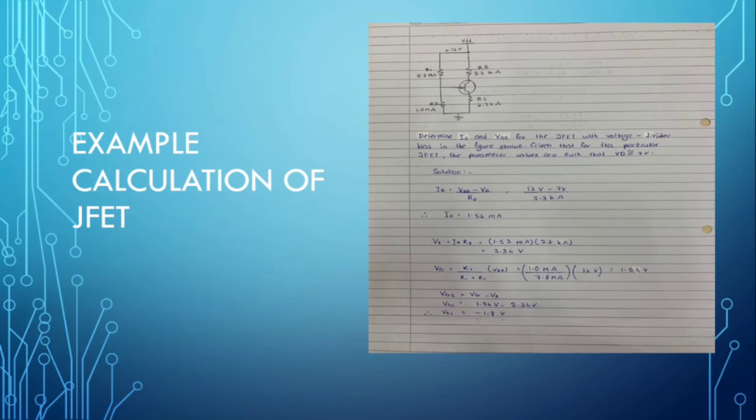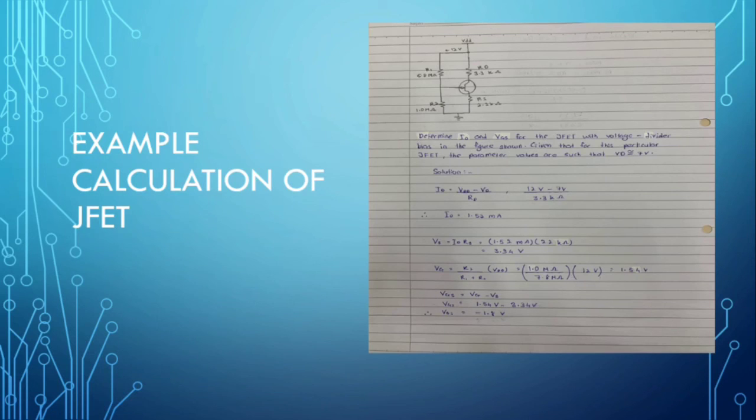Example calculation of JFET. The equation wants to determine ID and VGS. For the solution, we must find the ID first using the formula: current equals voltage higher minus voltage lower divided by resistance, which is 12 volts minus 7 volts divided by 3.3 kilo ohm, and the answer is 1.52 milliampere. After that, we must find the Vs using voltage equals current multiplied by resistance, which is 1.52 milliampere multiplied by 2.2 kilo ohm, and the answer for Vs is 3.34 volts.